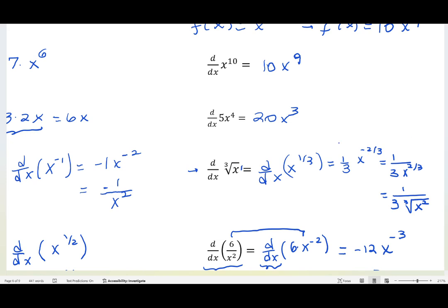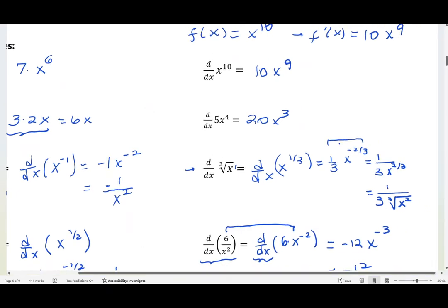The only way I don't want you to leave it is, if possible at all, don't leave it as a negative exponent, because it's just not simple enough. Sometimes you have to solve an equation, you have to set this equal to something. It's a lot easier if you don't have a negative exponent.